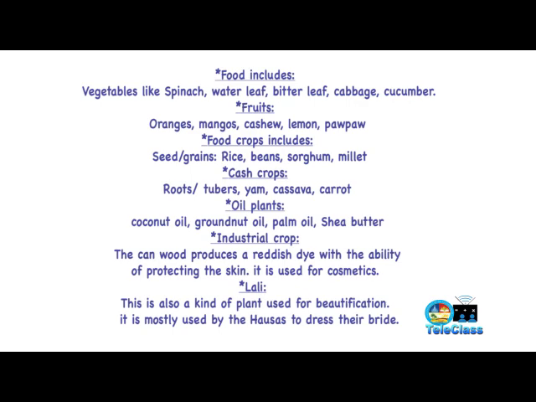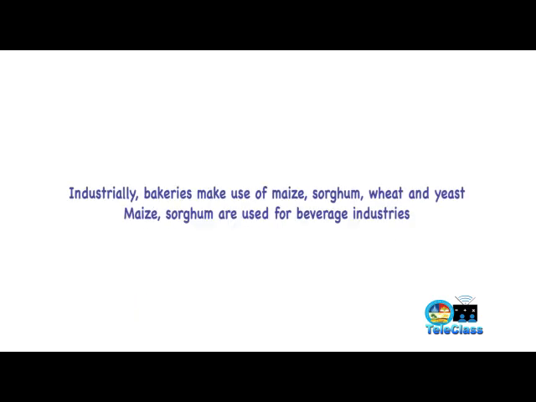There's another vegetable they call lali in Hausa language. It was used in those days to dress a bride. And in this present age, they have converted them into different cosmetic products for our use. Industrially, we have bakeries making use of maize, sorghum, wheat, for their products, making use of yeast. We also know that maize, sorghum, and other grains like malt are used for our beverage industries.